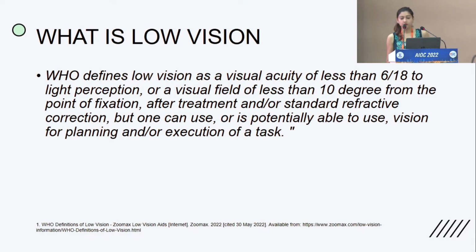So when we talk about low vision or visual impairment, it is defined as a visual acuity of less than 6/18 to light perception, or a visual field of less than 10 degrees from the point of fixation after treatment or the standard refractive correction has been given, and one can use or is potentially able to use the vision for planning and execution of a task.